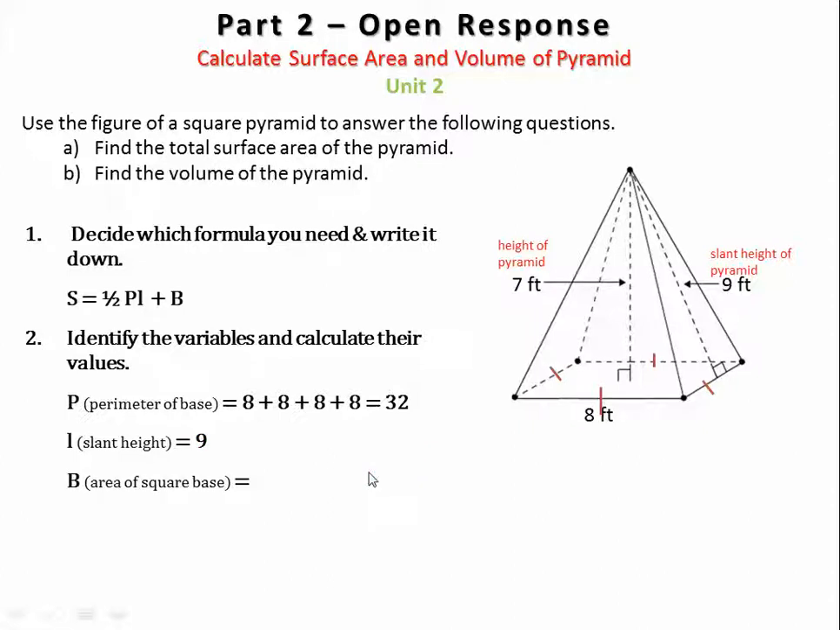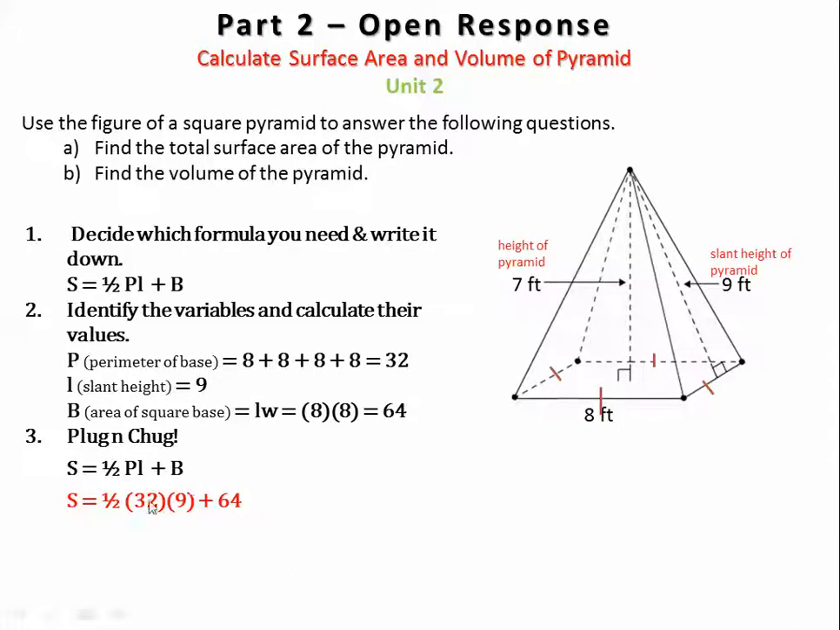Then I need to find the area of the square base. Well, remember your area is length times width, which in this situation is going to be 8 times 8, which equals 64. So I have found the values of all my variables, and my next step is going to be to just plug in those values and calculate. So plug and chug.